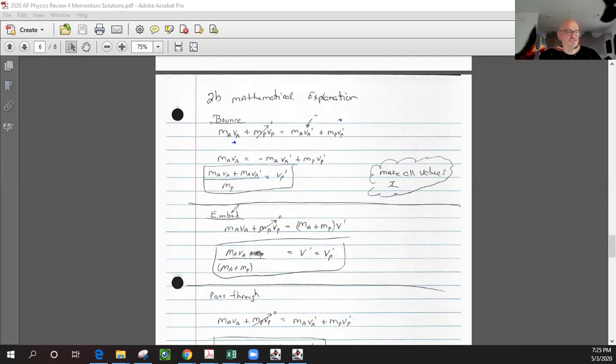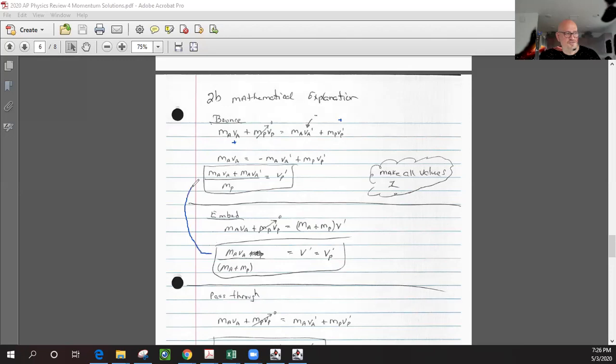Now, the embedded situation. Again, mass of the arrow, velocity of the arrow, mass of the pumpkin, and velocity of the pumpkin is 0. It's embedded, so it's an inelastic collision. That means the mass of the arrow plus the mass of the pumpkin moves with V prime. V prime is also the velocity of the pumpkin. If I solve for V prime, I get MA VA over MA plus MP.